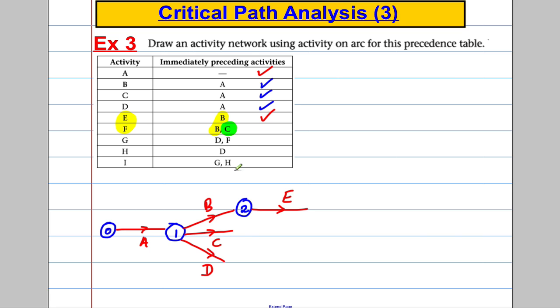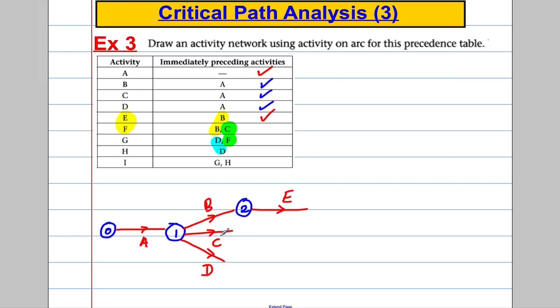Okay. Similarly, you can see there's going to be a dummy going on in this scenario here again, because G and H both depend on D, but G also depends on F. Okay, so you're going to have dummies going on here. So let's keep going with this. Let's think what we can do here.